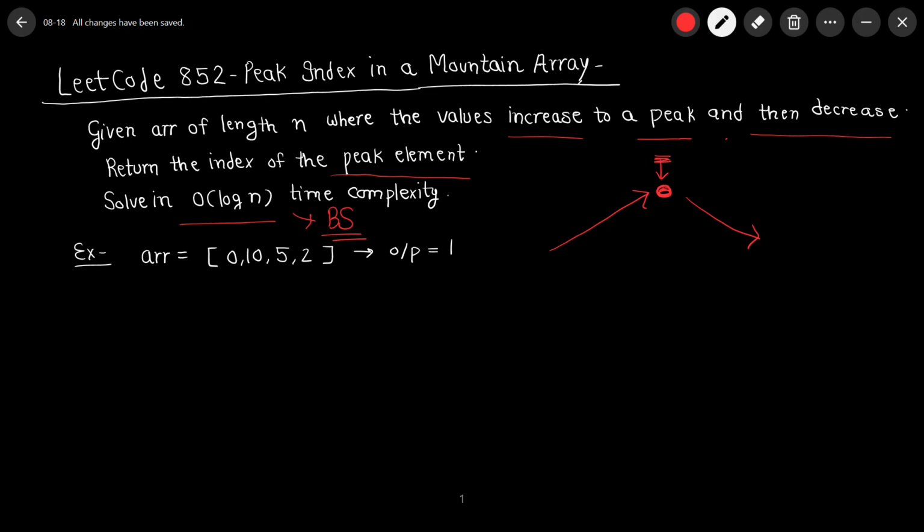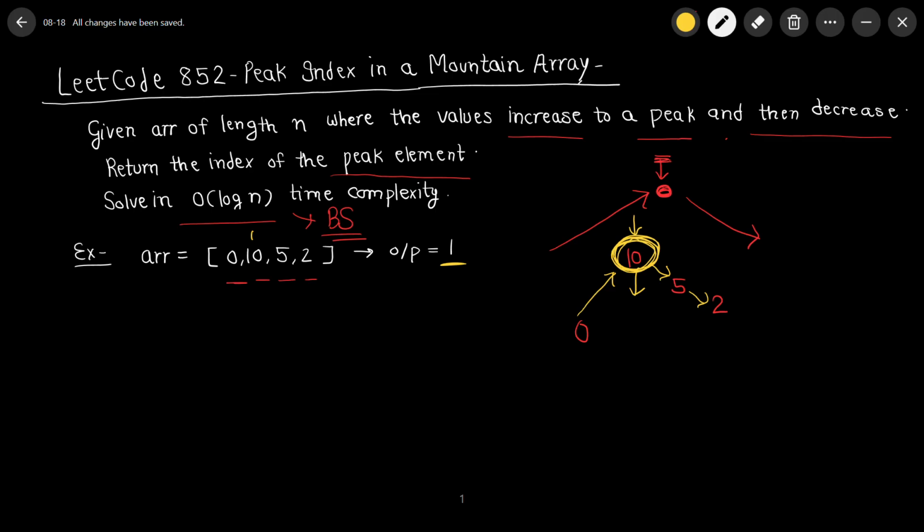Suppose, let's see our example. So we have 0, 10, 5 and 2. Let me write it here. So it's 0, 10, 5 and 2. As you can see here, from 0 to 10 we increased, but from this onwards we start decreasing. So our transition point or our peak element becomes 10. We need to just return its index, which is nothing but 1. So we output 1 in our example. I hope the question is clear.